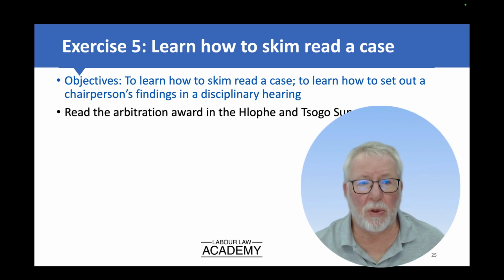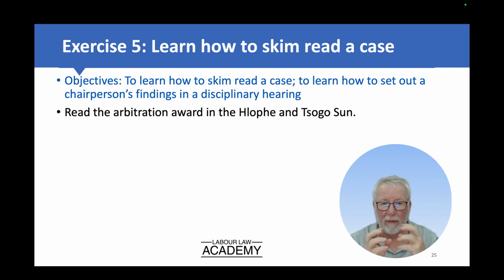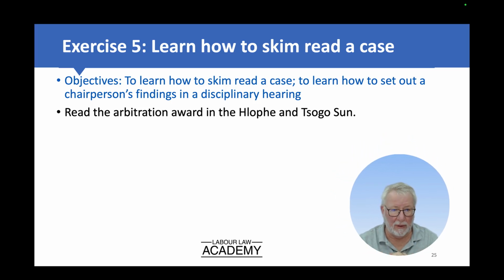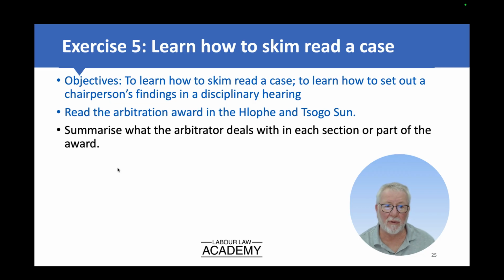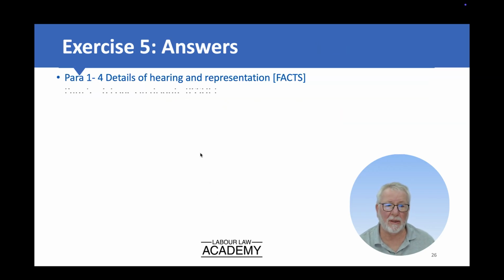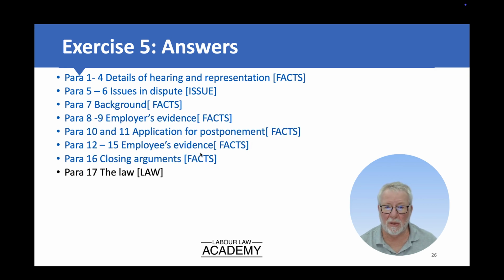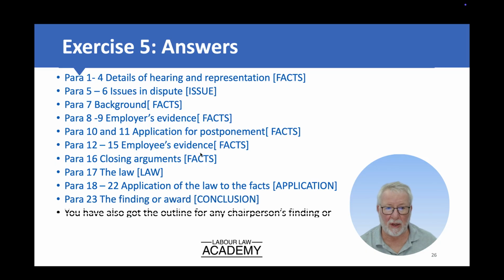So you've got that award and you've read it, and now, as I said, we unpack it by looking at the paragraphs and saying, what is it about? Well, it's pretty easy in the sense that it kind of tells you what it's about. Paragraphs 1 to 4, the heading is details of hearing and representation. Paragraphs 5 to 6, the issue to be decided. Paragraph 7, the background to the dispute. Paragraph 8, the survey of evidence.